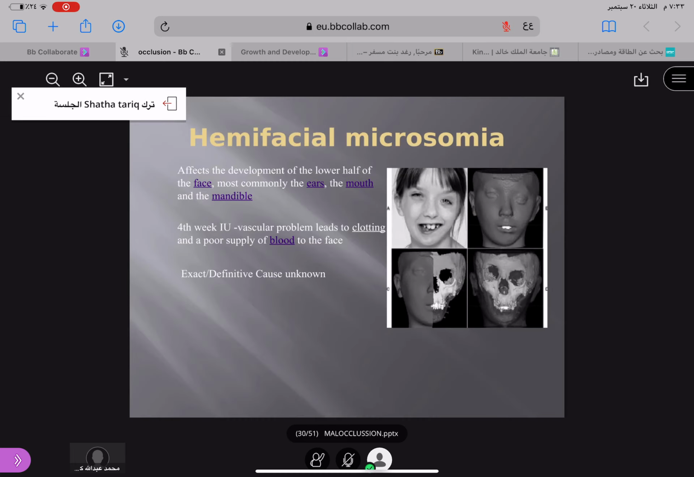Hemifacial microsomia, as the name suggests, hemifacial, half-sided, right? And the lower half of the face, most commonly the ears, the mouth, and the mandible, is affected. In the fourth week of intrauterine life, vascular problems lead to clotting and a poor supply of blood to the face, resulting in hemifacial microsomia.